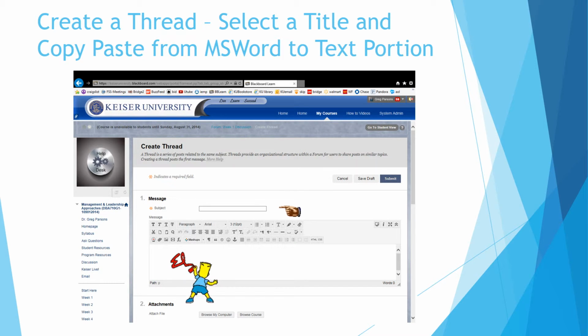And then you put in a subject, and you copy and paste your post from Word into Blackboard. Now I realize that sometimes this messes up the formatting. Okay, so as long as it comes out readable, I'm not terribly worried about it. Okay, so that's the approach. And then when you have it in there the way you want it, hit submit, and you will be posted into the discussion.